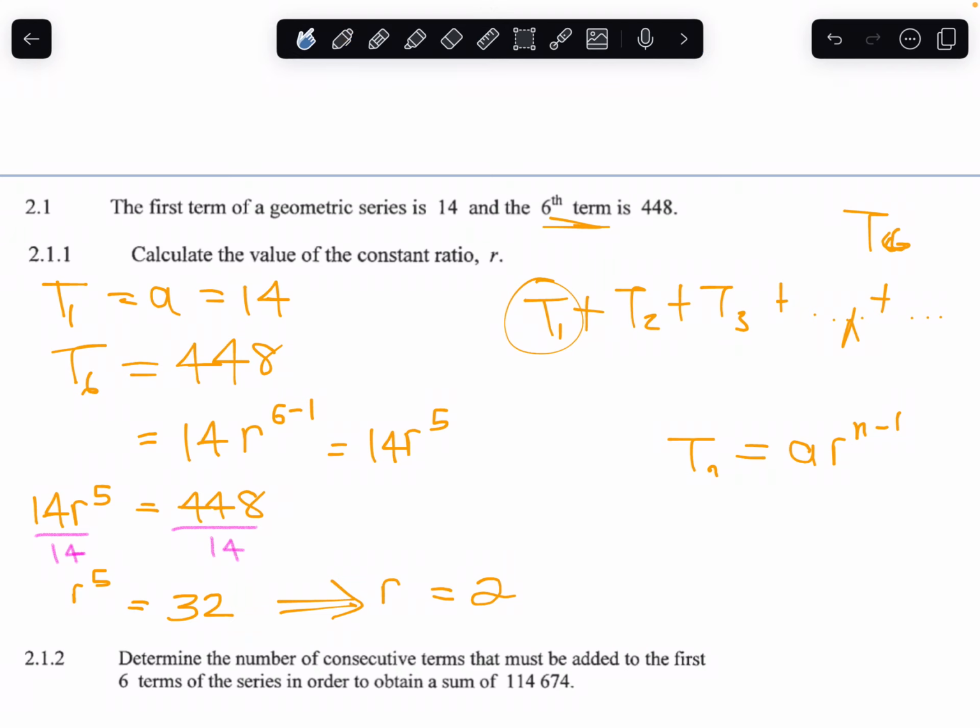Before we go too far, let's just see if that is in fact correct. Yes, R is equal to 2. And you also get full marks if you just said R is equal to 2.